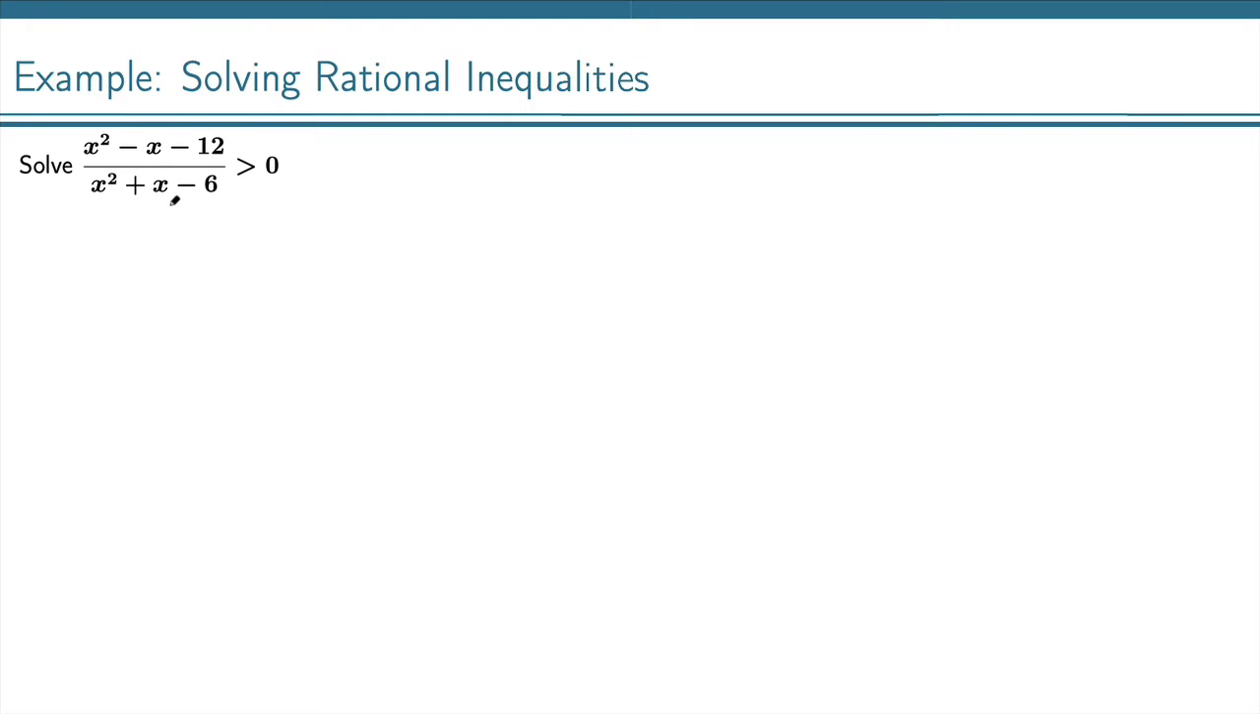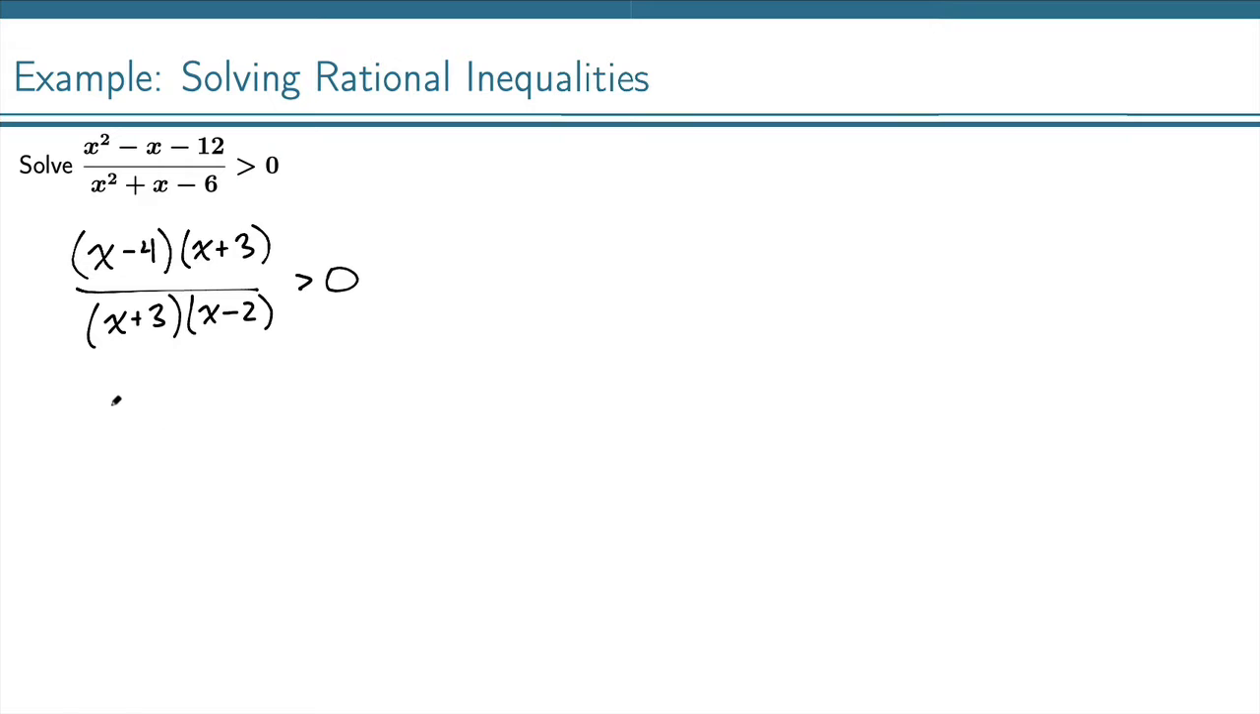I have everything on one side of the inequality already, so now I just need to factor. If I factor my numerator, I get (x minus 4)(x plus 3). Factoring my denominator, I get (x plus 3)(x minus 2). I want this greater than 0.